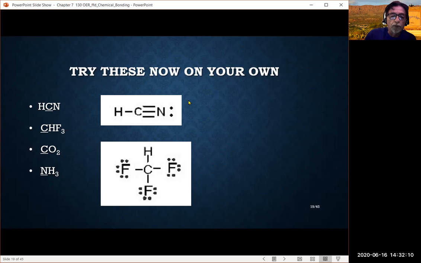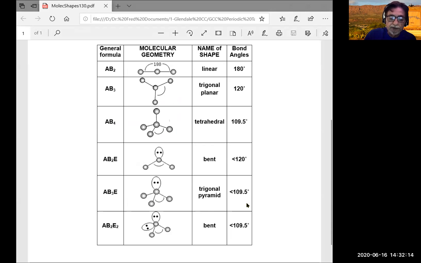And so now we go back to the shapes table, look for AB4, and guess what? There it is, third entry down, AB4. It's tetrahedral, and it's 109.5 as far as bond angle. A lot of the compounds in nature have that structure. 109.5.